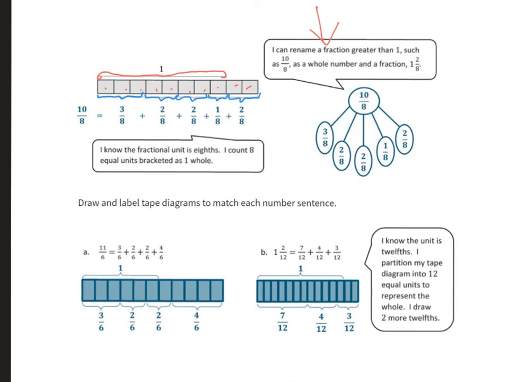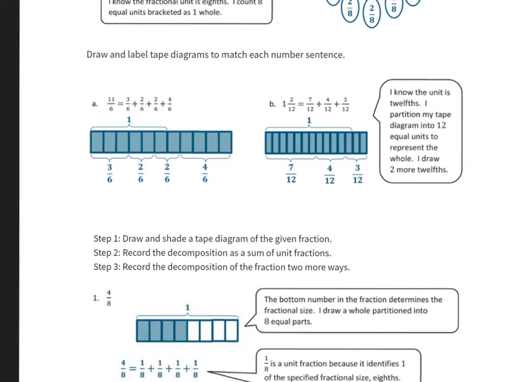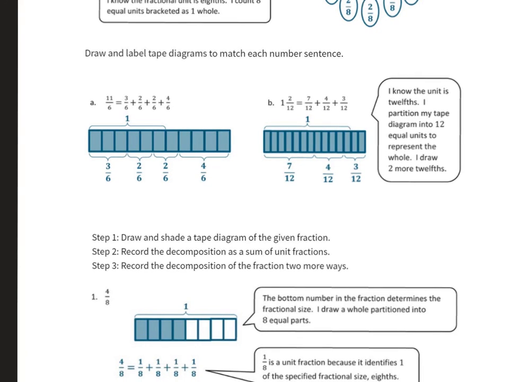Okay, so it's saying, I know the fractional unit is eighths. There are 8 pieces in the one whole. So there are 8 equal units bracketed as one whole. Now it's saying, draw and label a tape diagram to match each number sentence. So now it's going to show you here how they have drawn tape diagrams to match the number sentence.